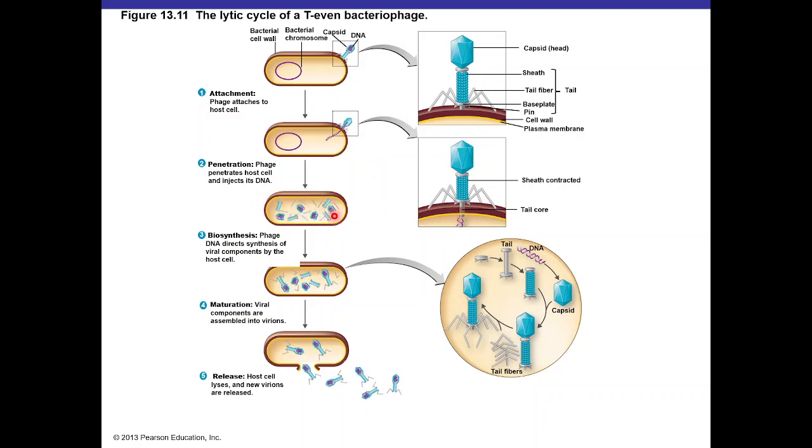And then in biosynthesis, the virus is going to start making pieces of themselves, like it's going to start making the head, it's going to start making the sheath, the tail fibers, the base plate, and it's going to make copies of the DNA. So it's going to assemble in the maturation step. So as you can see here, it will move from this part up to a complete virion, and then it will release by bursting the cell. So this is the lytic cycle.